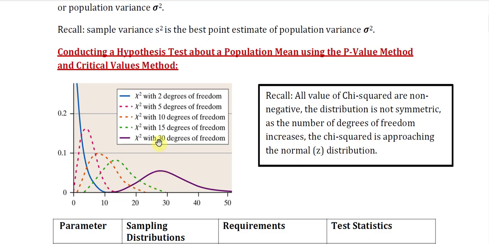As you can see from here, if we only have the chi-square with 2 degrees of freedom, then we have the blue curve right here. It is not symmetric at all. Now as I move the number of degrees of freedom to 5, to 10, to 13, 15 and to 30, we can see that the blue curve is originally not symmetric, but with 30 degrees of freedom, we get the purple curve, and this one is more symmetric and is approaching the normal z distribution.